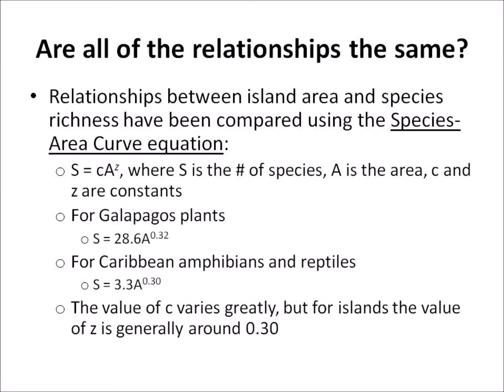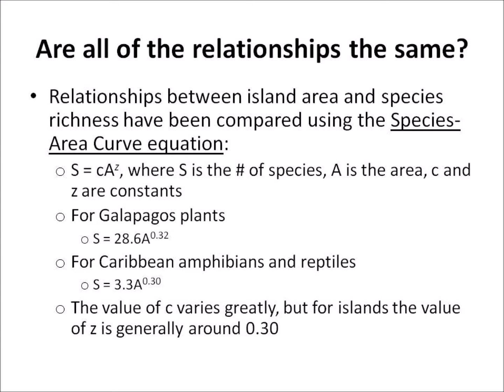So to recap, there is a positive relationship between island size and species diversity, and this relationship holds globally and locally for a wide number of different types of species, but is the relationship always the same in every case? Do you have the exact same slope of that regression line, for example, if you think about the Galapagos plant example and the reptiles from the Caribbean?